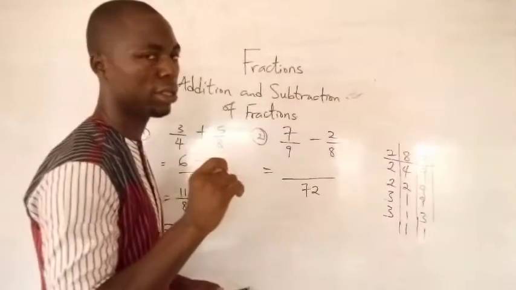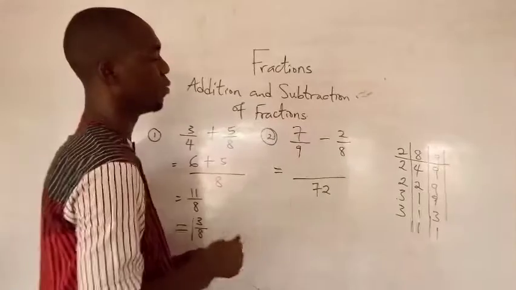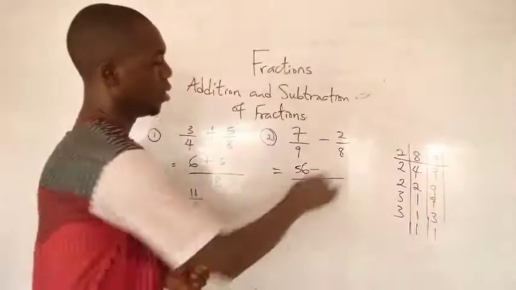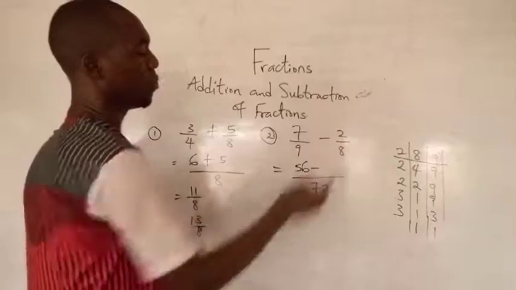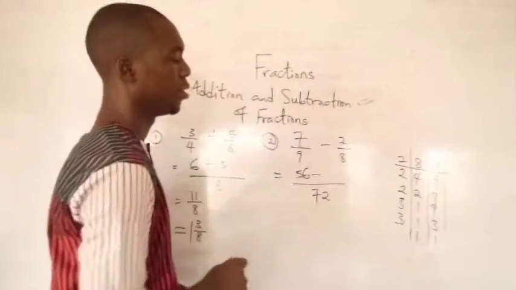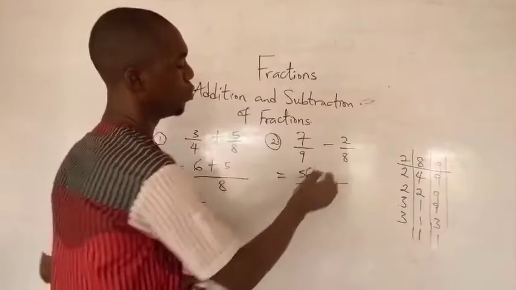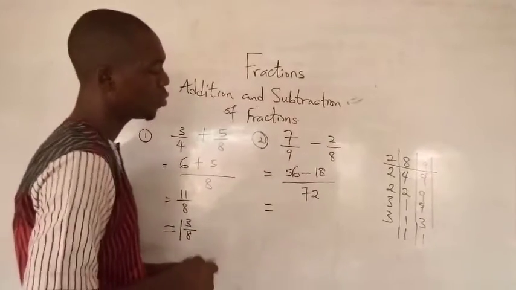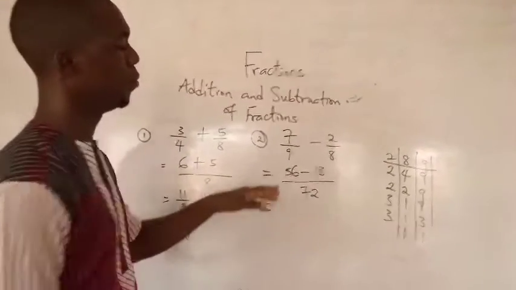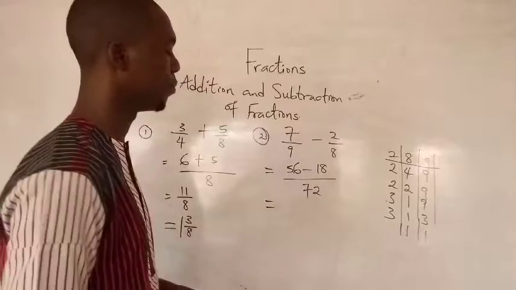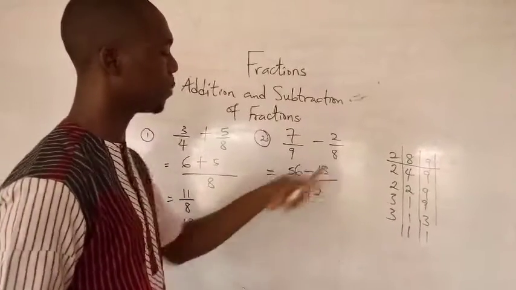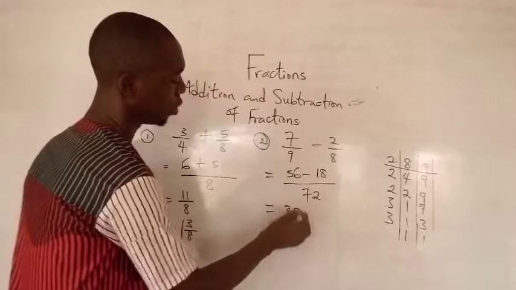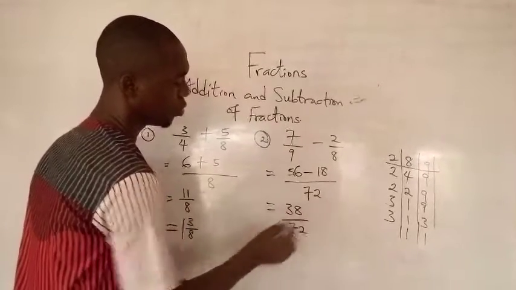Now divide 72 by 9. That is 8. Then that 8 will multiply 7. We have 56. 72 divided by 8 is 9. 9 multiplied by 2 is 18. So we have 56 minus 18. You subtract 18 from 56, then you'll be left with 38 over 72.